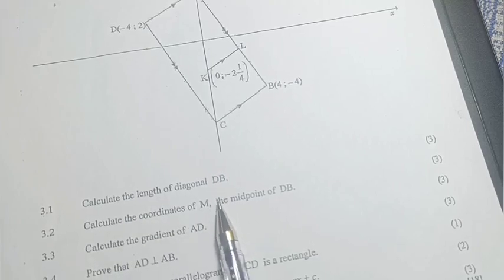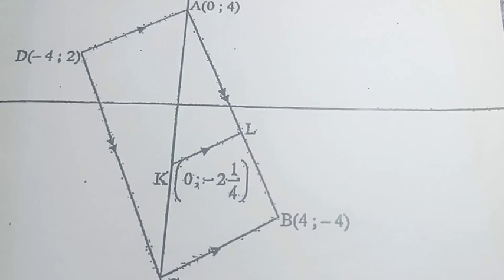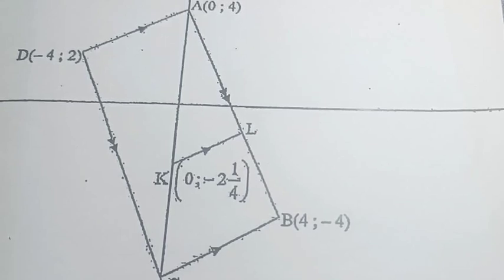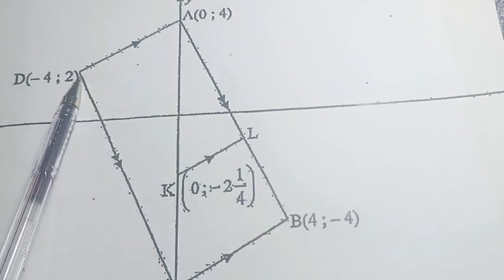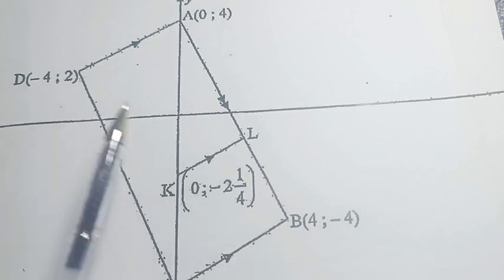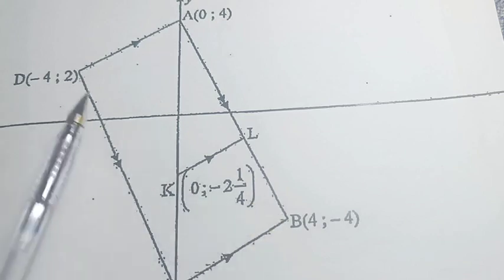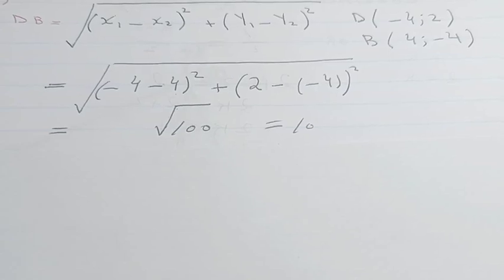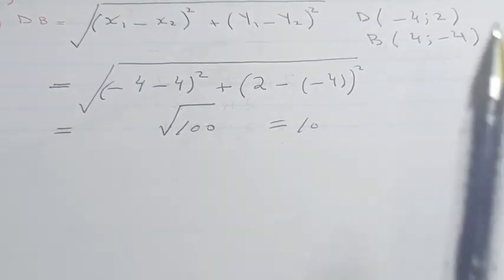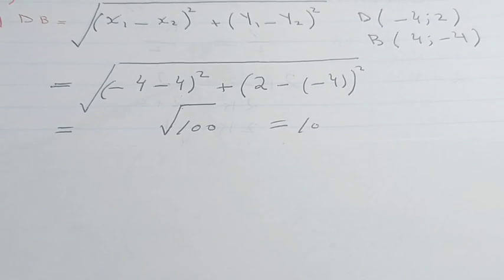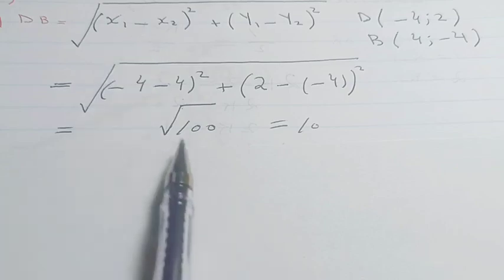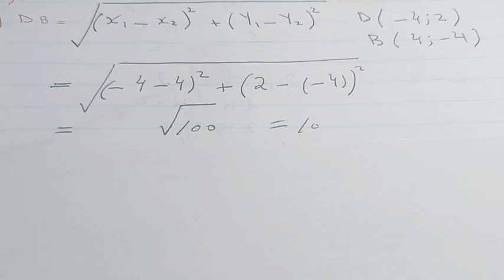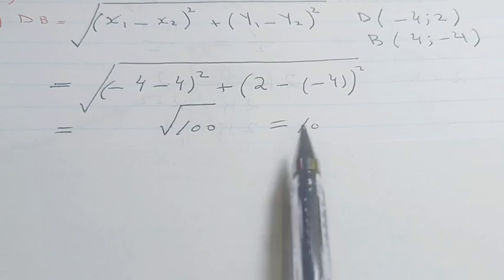So the diagonal DB, I have the big sketch. You can see quite nicely here, the diagonal BD, this is the diagonal from this vertex to that vertex. He said calculate the length of this diagonal BD. So I find the length of the diagonal DB. These are the coordinates of D and B, and then I plug them into the distance formula, and I find the answer 10. So the length of the diagonal DB is 10.